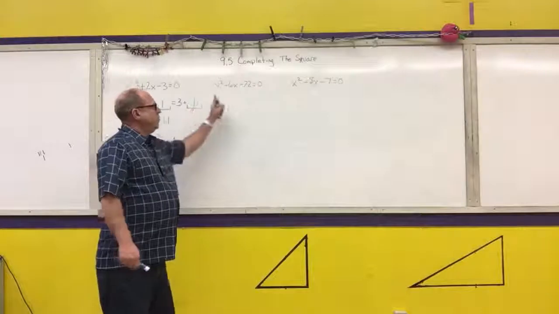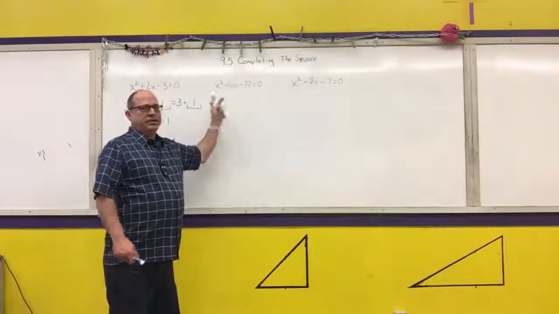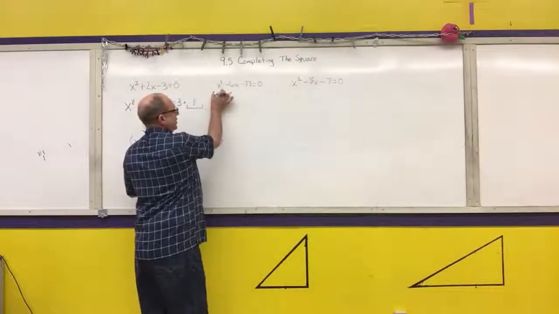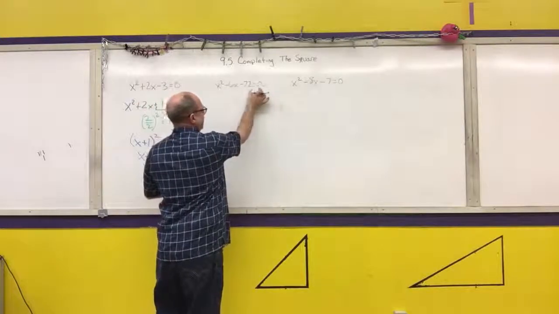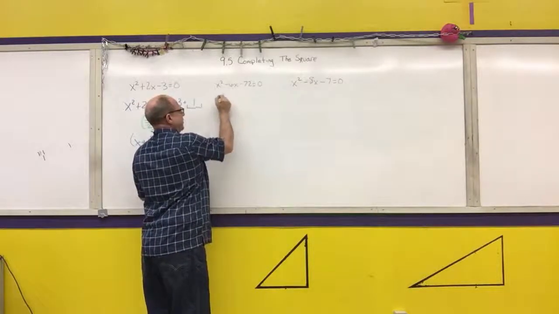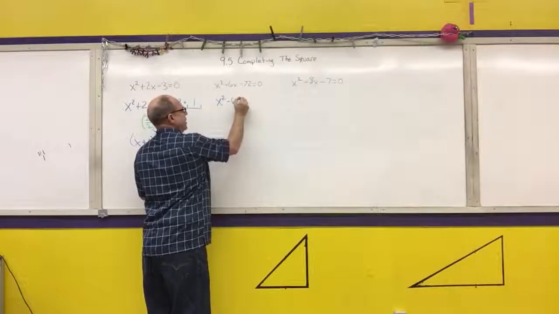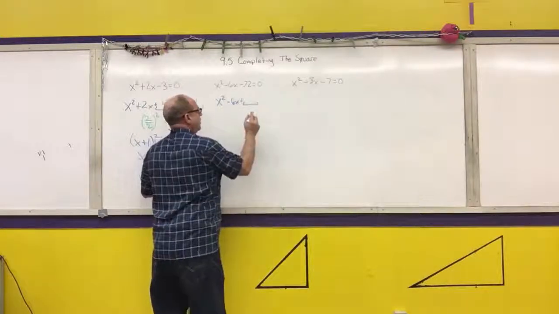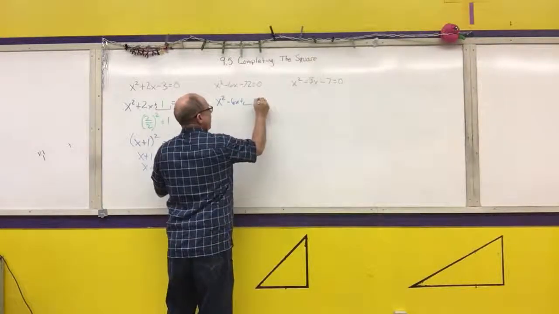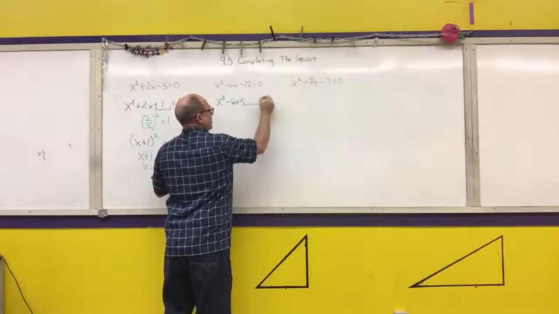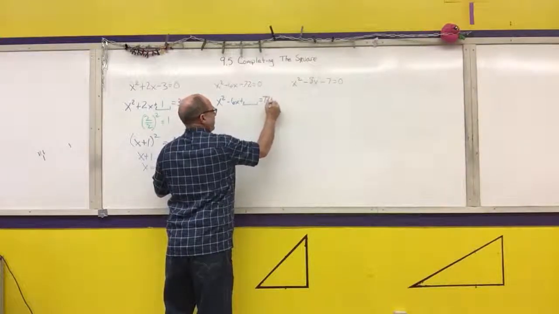Step 1, move everything over except for the x squared and x term. I have x squared minus 6x minus 72 equals 0. That becomes x squared minus 6x, leave a blank, and that's going to add 72. And I'm going to also have a blank.